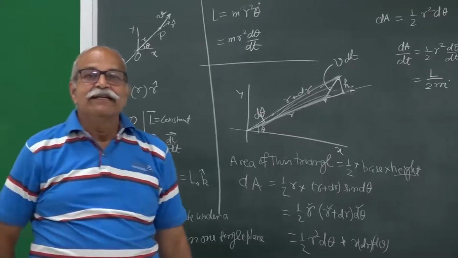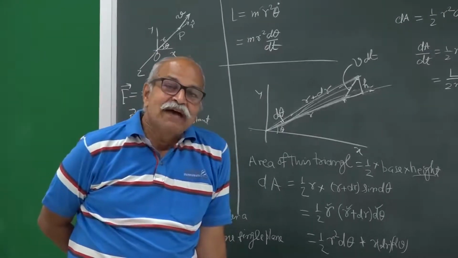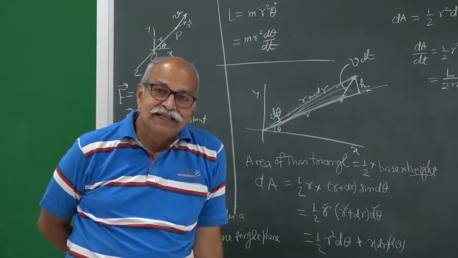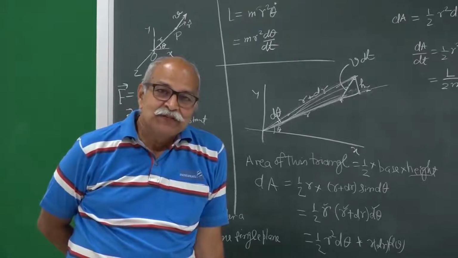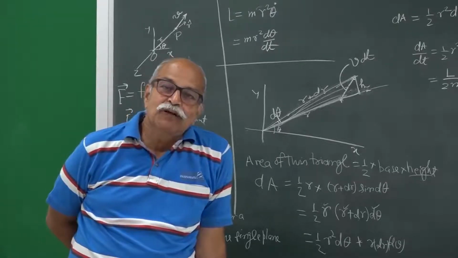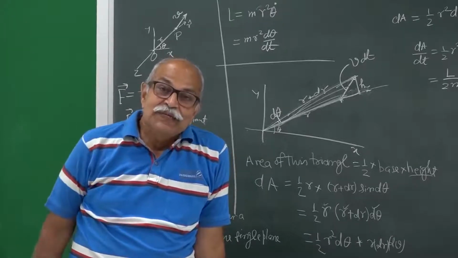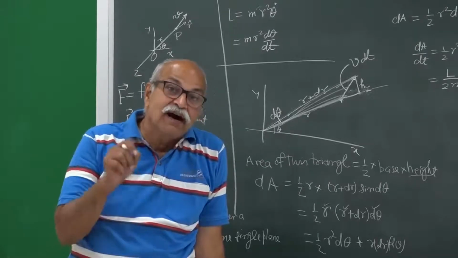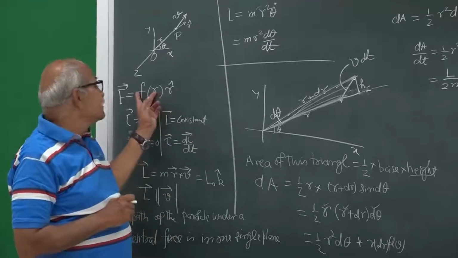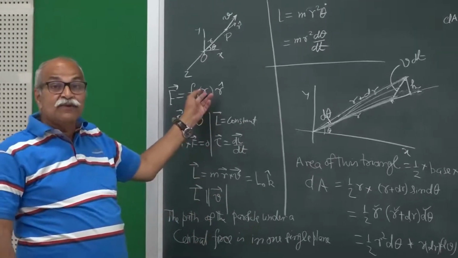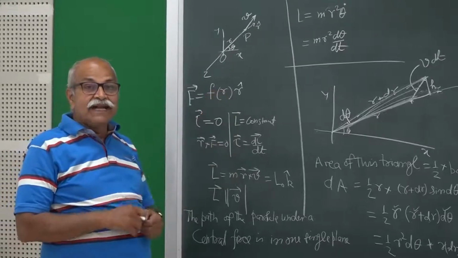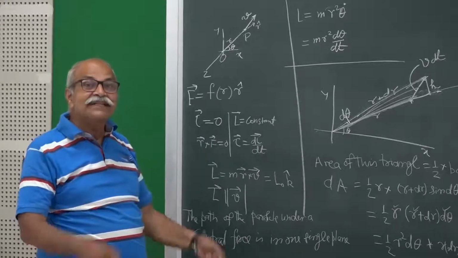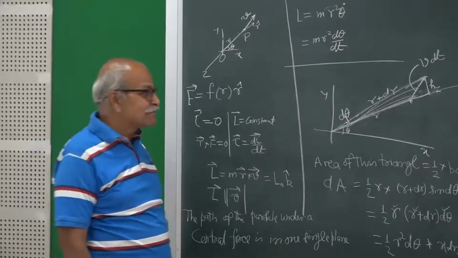Constant, independent of time. The magnitude of angular momentum does not change with time. L is a constant. L by 2m is a constant. So, whatever be the form of central force, whatever be the functional form of that function f of r, for all central motions this is true. The radius vector sweeps equal area in equal time, because the rate at which this area is swept is constant.